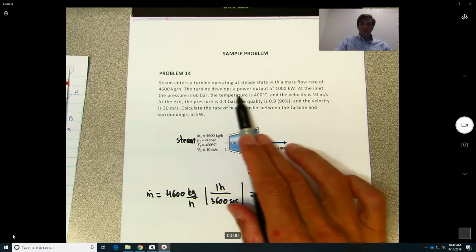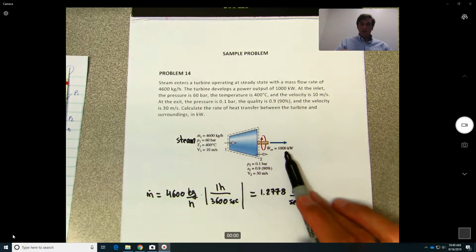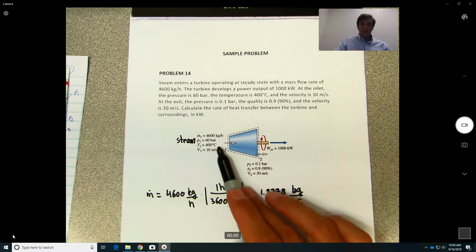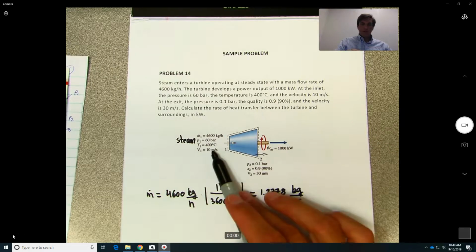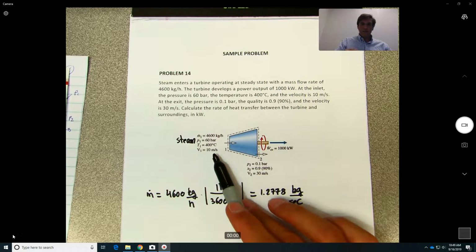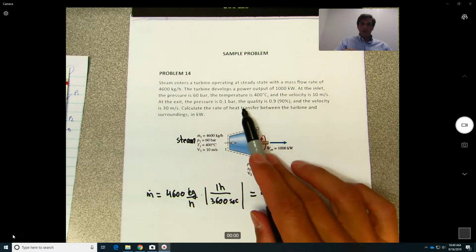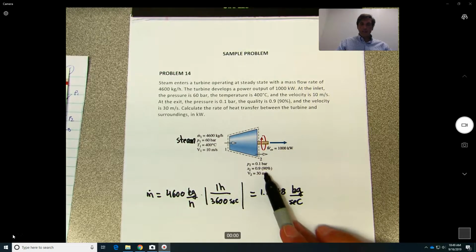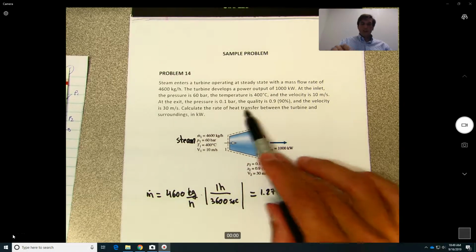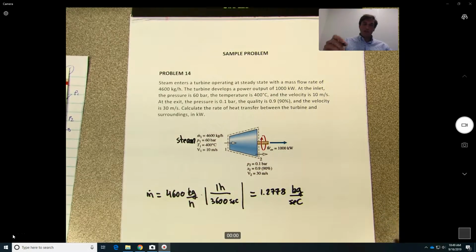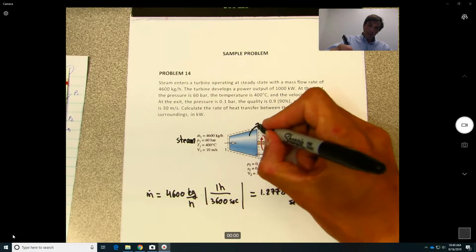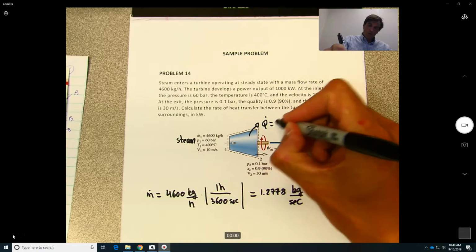The turbine develops a power of 1,000 kilowatts. At the inlet, the pressure is 60, the temperature is 400, and the velocity is 10. At the exit, the pressure is 0.1 bar, the quality is 90%, okay, and the velocity is 30 meters per second. Calculate the heat transfer between the turbine and the surroundings. So basically what I need to find is Q over here.